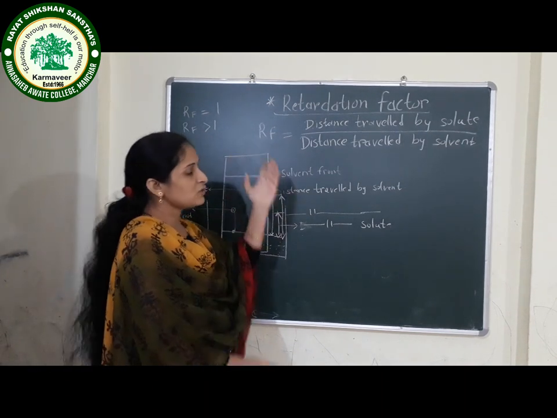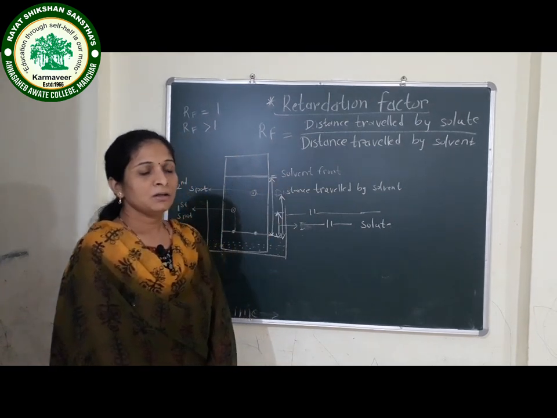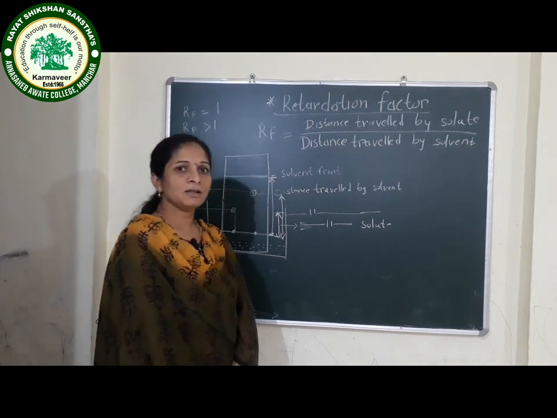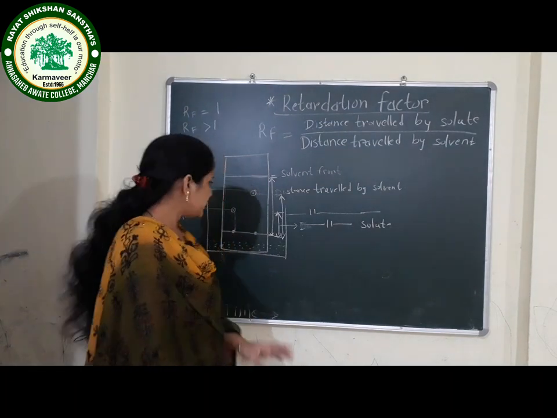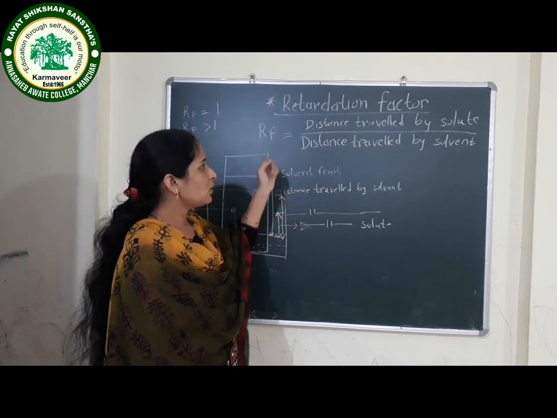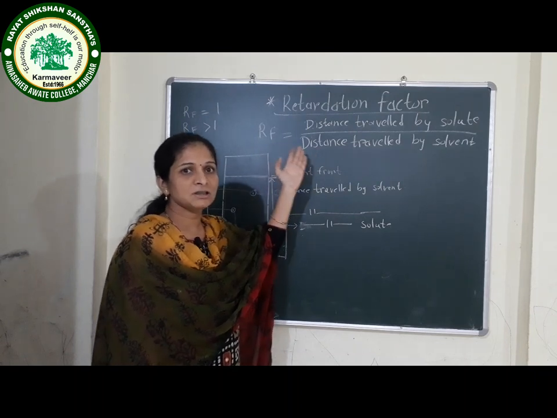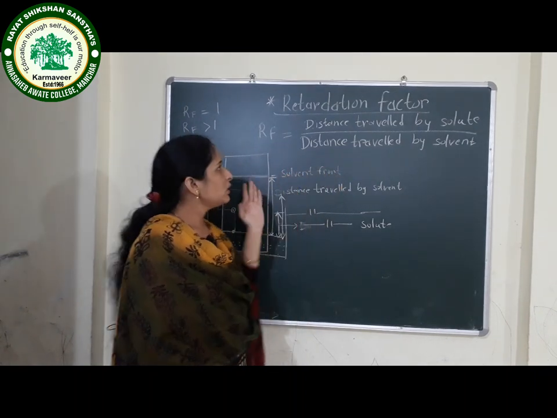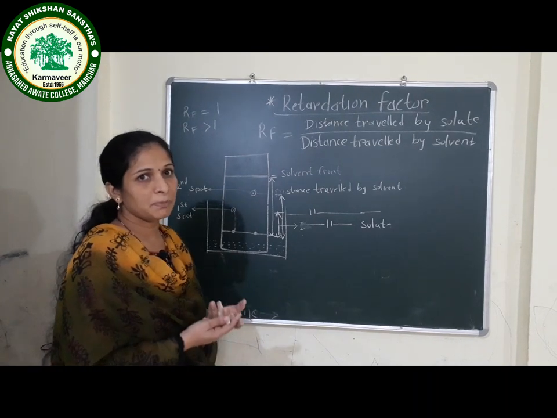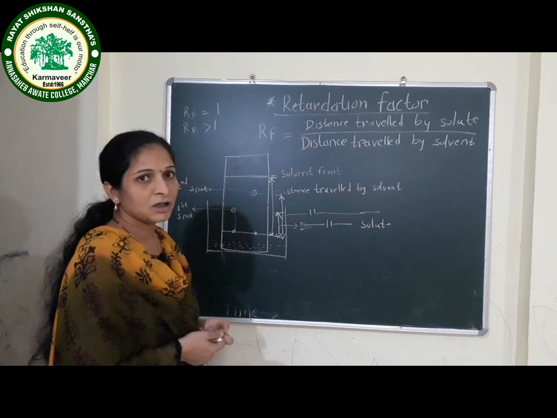What is the use of this RF value? RF value means retardation factor. Now there are many components having fixed RF values. They are the standard values. In the experiment we get the RF value by this formula. The value we get, we compare with the standard value, and we can identify which component is present in the mixture. This is what? Retardation factor.